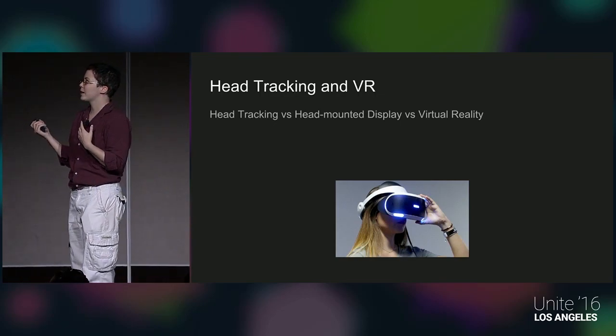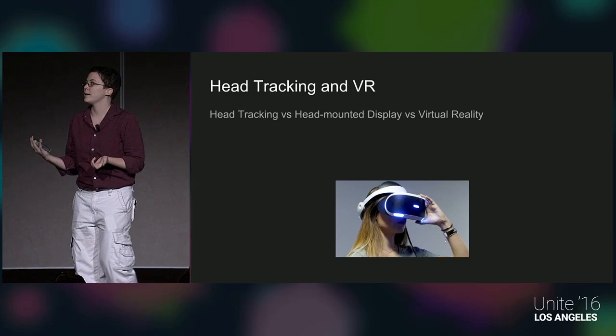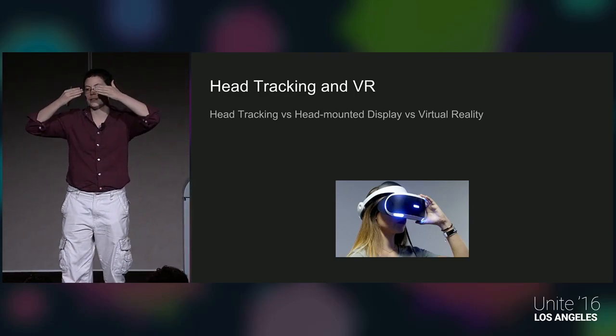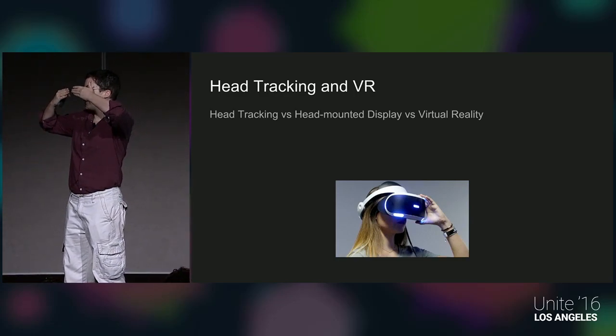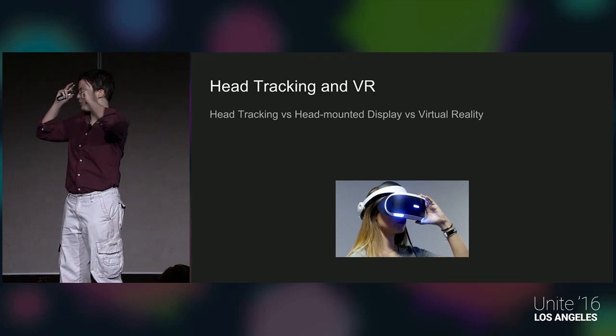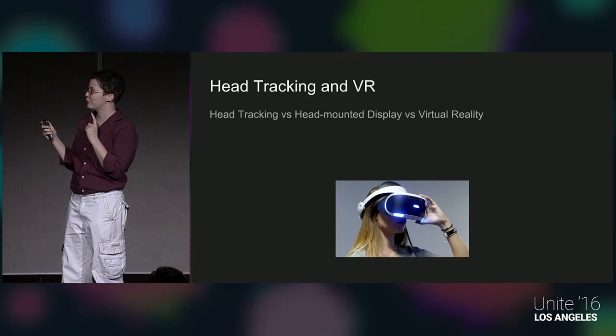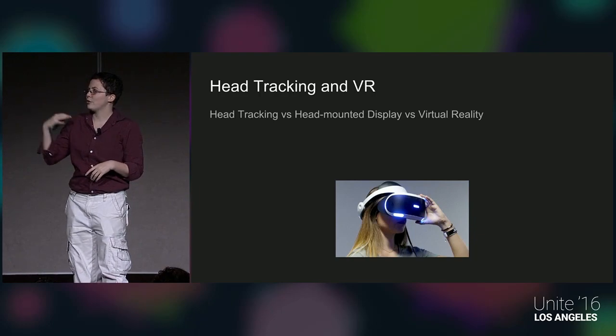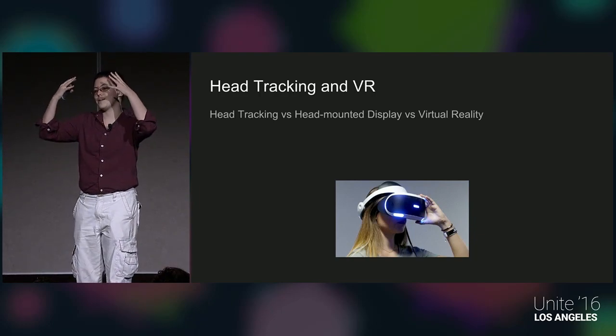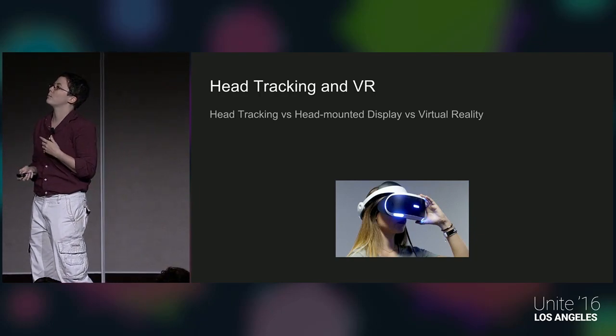So a VR headset combines head tracking with a head-mounted display. So you're displaying the screen right in front of your eyes, but you're also tracking the head motion, tracking the rotation, tracking the movement to create a fully immersive experience. So you're actually embedded in that world and you feel like you're a part of the world.